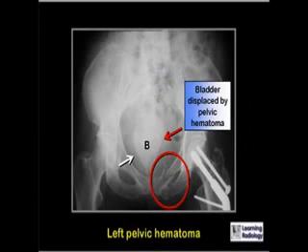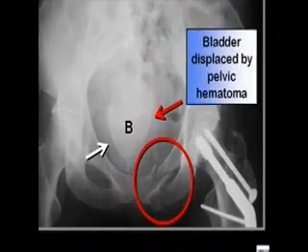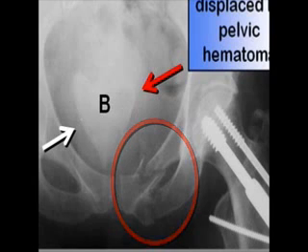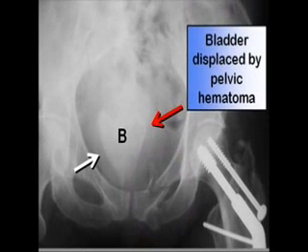The red circle is pointing to comminuted fractures of the left superior and inferior pubic rami. Associated with those fractures is a pelvic hematoma, which is recognized on this image by displacement of the urinary bladder, the B, by the large pelvic hematoma. The obturator fat plane is also obliterated.